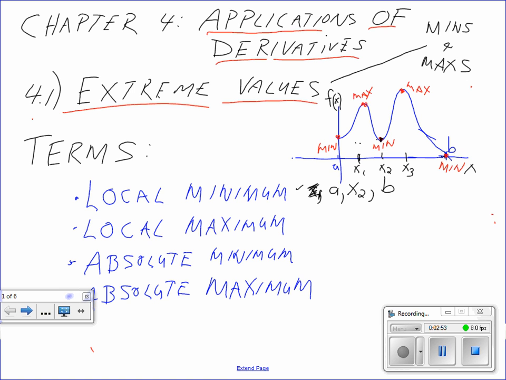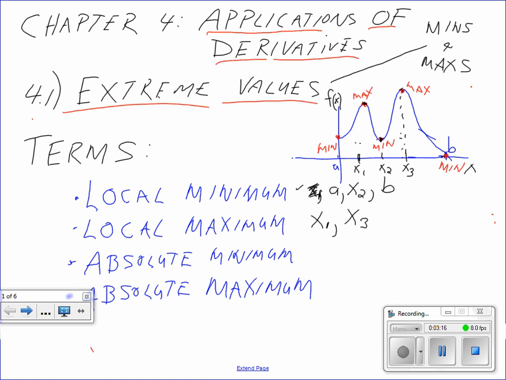Well, what do you think a local maximum is? A local maximum, of course, is the largest value of the function in its neighborhood, and you get local maximums at what x values? x1, and then right here at x3. Okay, so those are local.